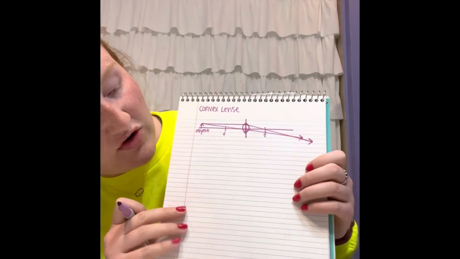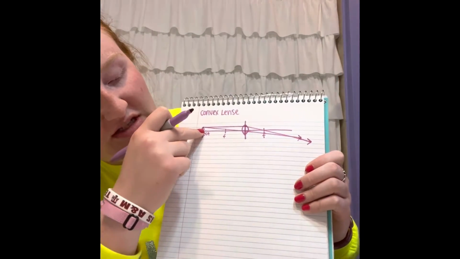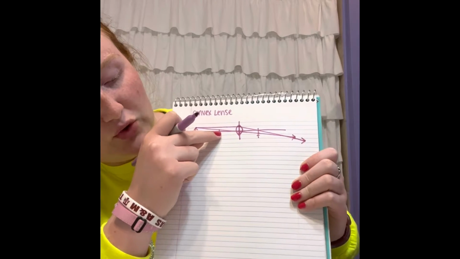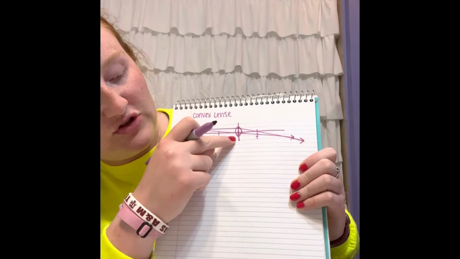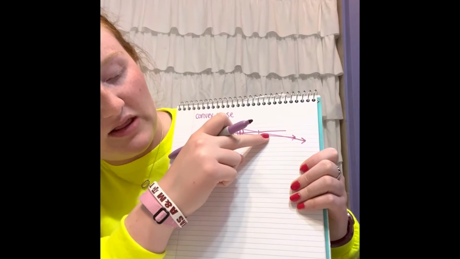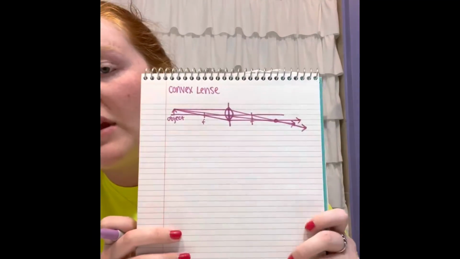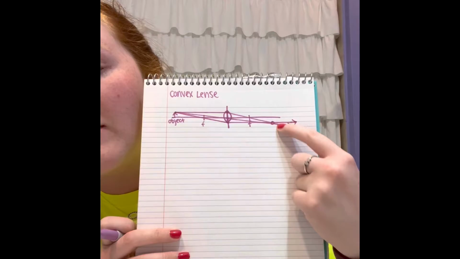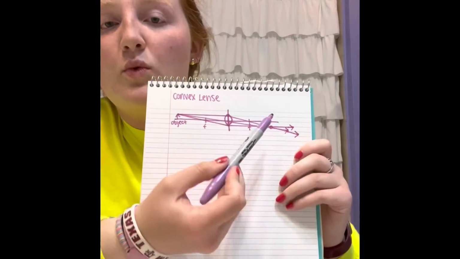And then the third one you're going to do is going to be from the top of the object, and it's going to angle towards the focal point on the same side to the center, and then it's going to refract parallel out the other end. Once you have all three lines, you're going to see that there's a point where all of them intersect, and that is going to be where your image is.